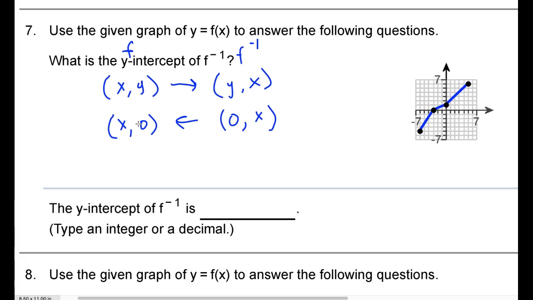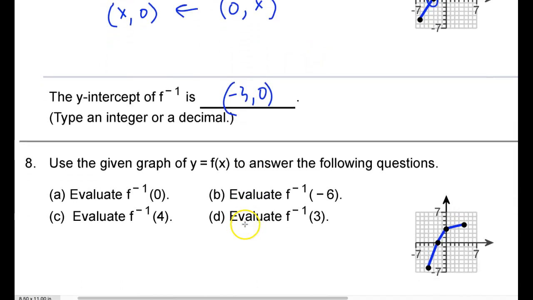So my point is that if we want to find what the y-intercept of the inverse function is, then that's like asking us what is the x-intercept for our original function. And if we look, the x-intercept for our original function is here, and that is at the point -3, 0. Okay. All right, let's move on to question number 8. I'll just scroll up.